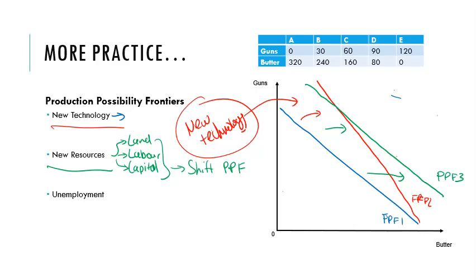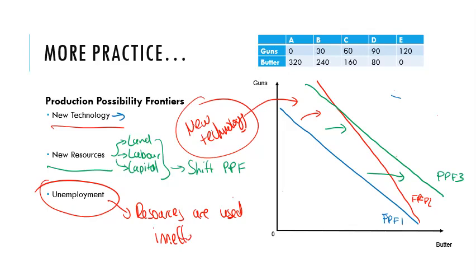Now the last one is what we call unemployment. It's very easy to get confused thinking unemployment means you've got some dropkick who doesn't want to work, or some dropkick who's trying to look for a job. So when we think about unemployment in this case, it means our resources are used ineffectively. We're not working at our full capacity. We can be working and producing everything.